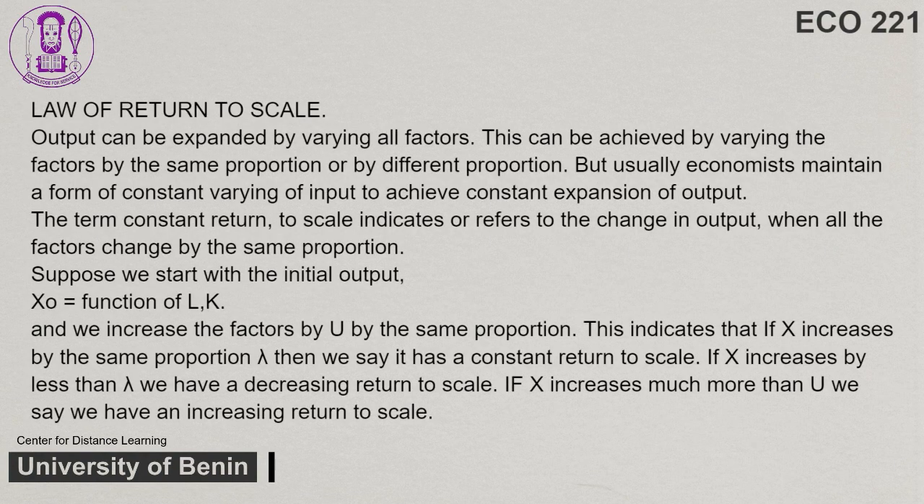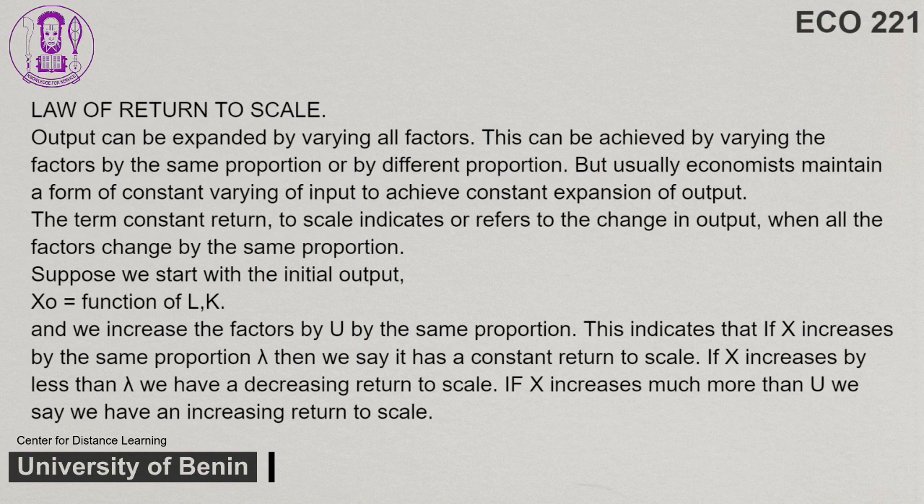Law of return to scale. Output can be expanded by varying all factors. This can be achieved by varying the factors by the same proportion or by different proportions. But usually, economists maintain a form of constant varying of input to achieve constant expansion of output. The term constant return to scale indicates or refers to the change in output, when all the factors change by the same proportion. Suppose we start with the initial output.